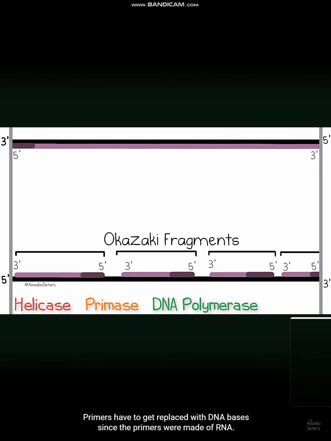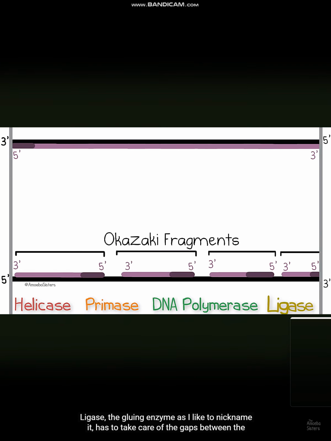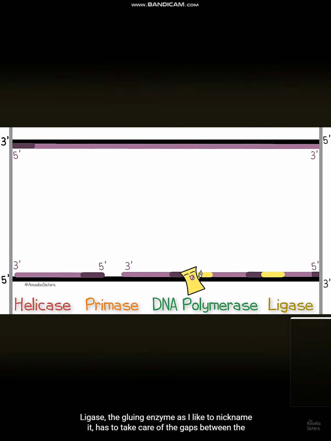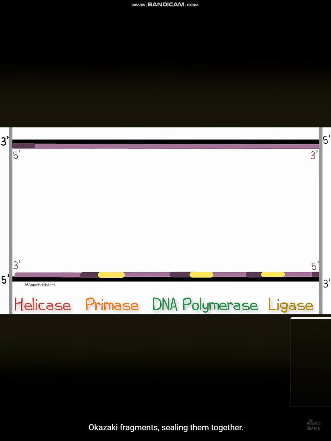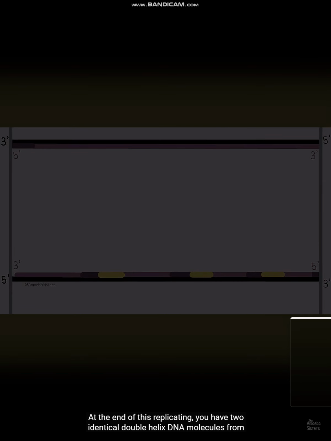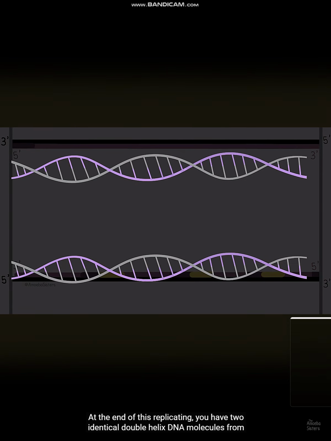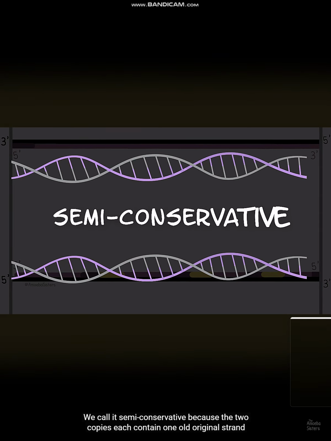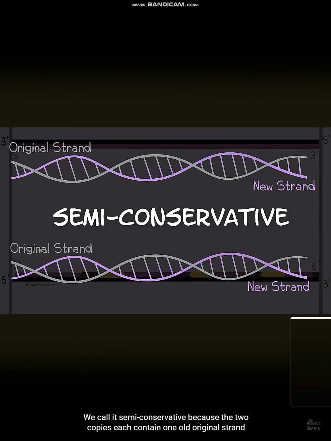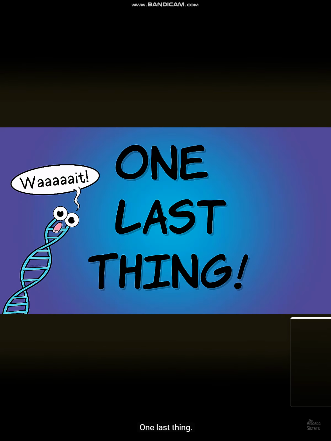Primers have to get replaced with DNA bases since the primers were made of RNA. Ligase, the gluing enzyme, as I like to nickname it, has to take care of the gaps between Okazaki fragments, sealing them together. At the end of replicating, you have two identical double helix DNA molecules from your one original double helix DNA molecule. We call it semi-conservative because the two copies each contain one old original strand and one newly made one.